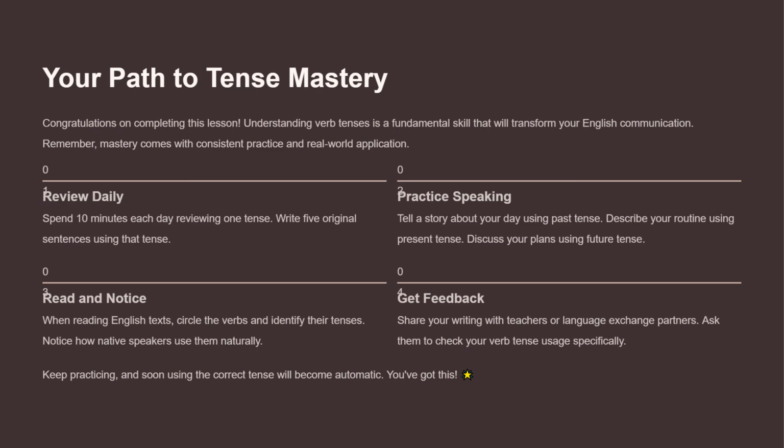And let's not forget step 4. Share your writing with teachers or language exchange partners. Ask them to check your verb tense usage specifically.